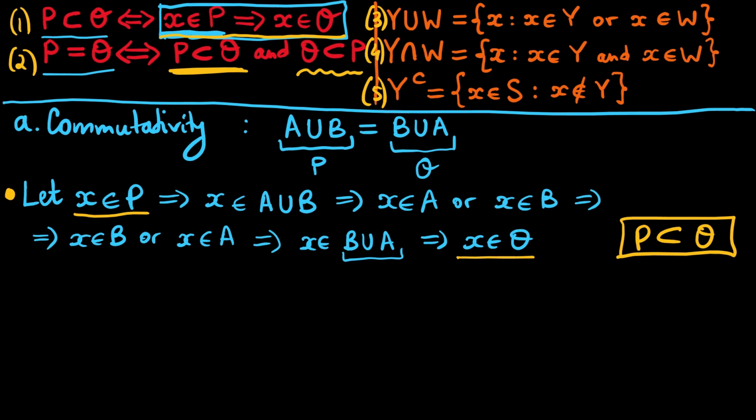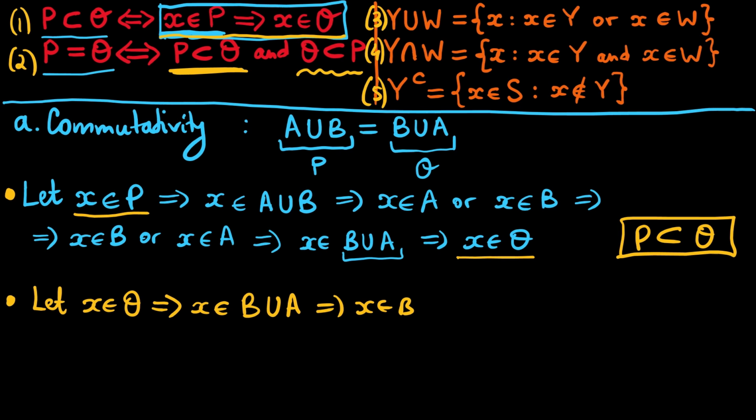By definition 1, we see that we'll need to let x be an element of Q, and we'll want to show that that implies that x must be an element of P. Okay, so if x is an element of Q, let's unpack what Q is. Well, that's B union A. Therefore, x must be an element of B, or x must be an element of A. Again, the order in which we write these doesn't matter, so we can say x is an element of A, or x is an element of B.